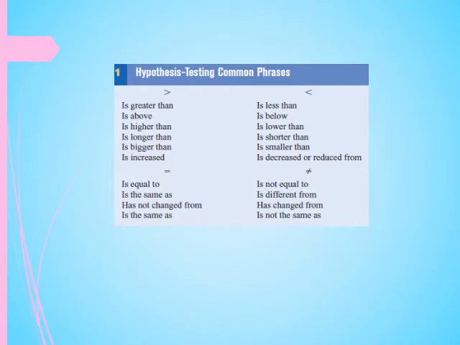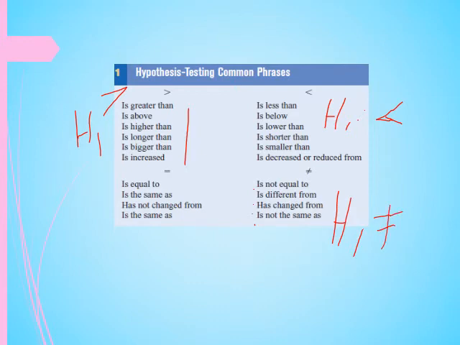Let's begin with the greater than sign. If you have in your situation words like greater than, above, higher than, longer than, bigger than, or increased, this means that you will get H1 as a greater than sign. And if you have in the situation or exercise words like less than, below, lower than, shorter than, smaller than, decreased or reduced, you should get in H1 a less than sign. And if you have not equal to, different from, has changed from, or not the same as, this means the alternative hypothesis has a not equal sign.